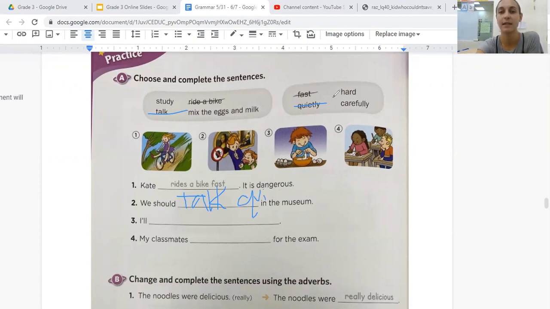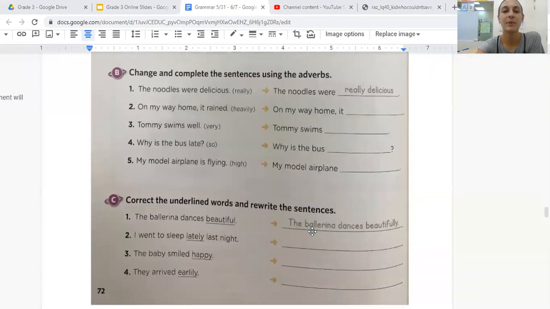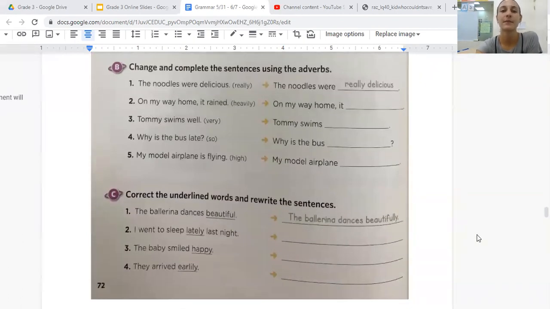So you're going to find one of these and match it with this to fit the picture. Almost made a mistake there. Okay. Change and complete the sentences using the adverbs. The noodles were delicious. So you need to throw that adverb in there. Where does it go? The noodles were really delicious. It goes before the adjective. On my way home, it rained and we heavily. So where does that adverb go?